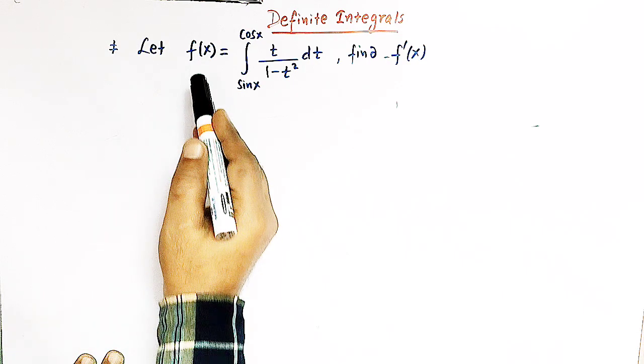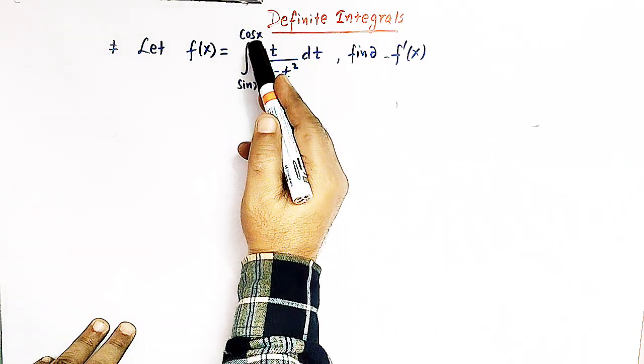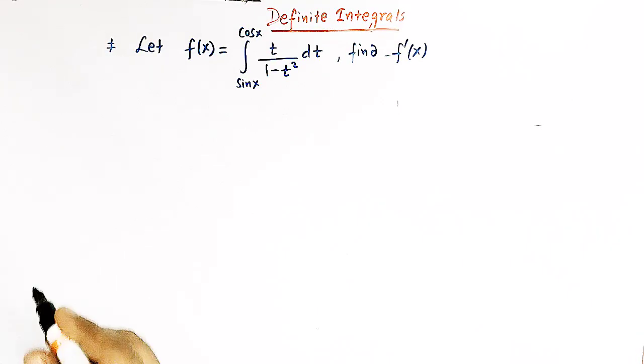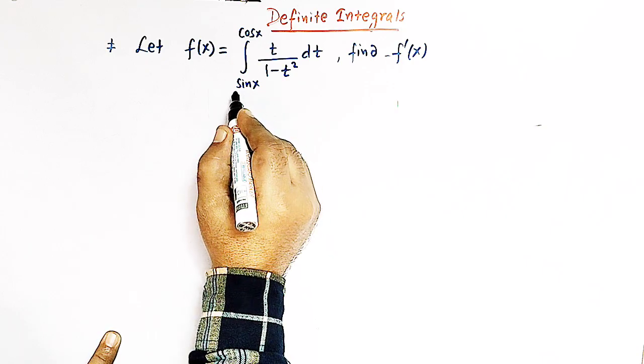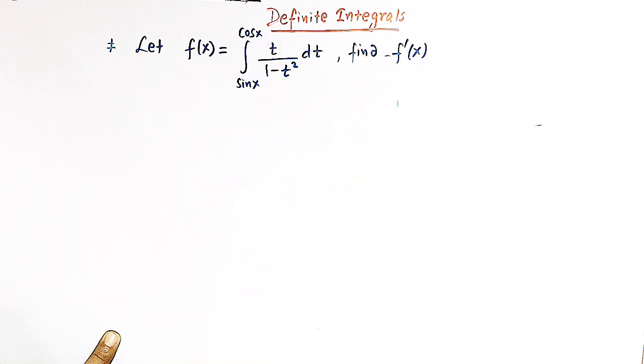To get the derivative of f of x, we are going to make use of the famous Leibniz integral rule, which tells how to differentiate an integral when the limits of integration are some function of x. Here the lower limit is sine x and the upper limit is cosine x, and both the limits are functions of x, right? So let us first quickly see the statement of Leibniz integral rule.